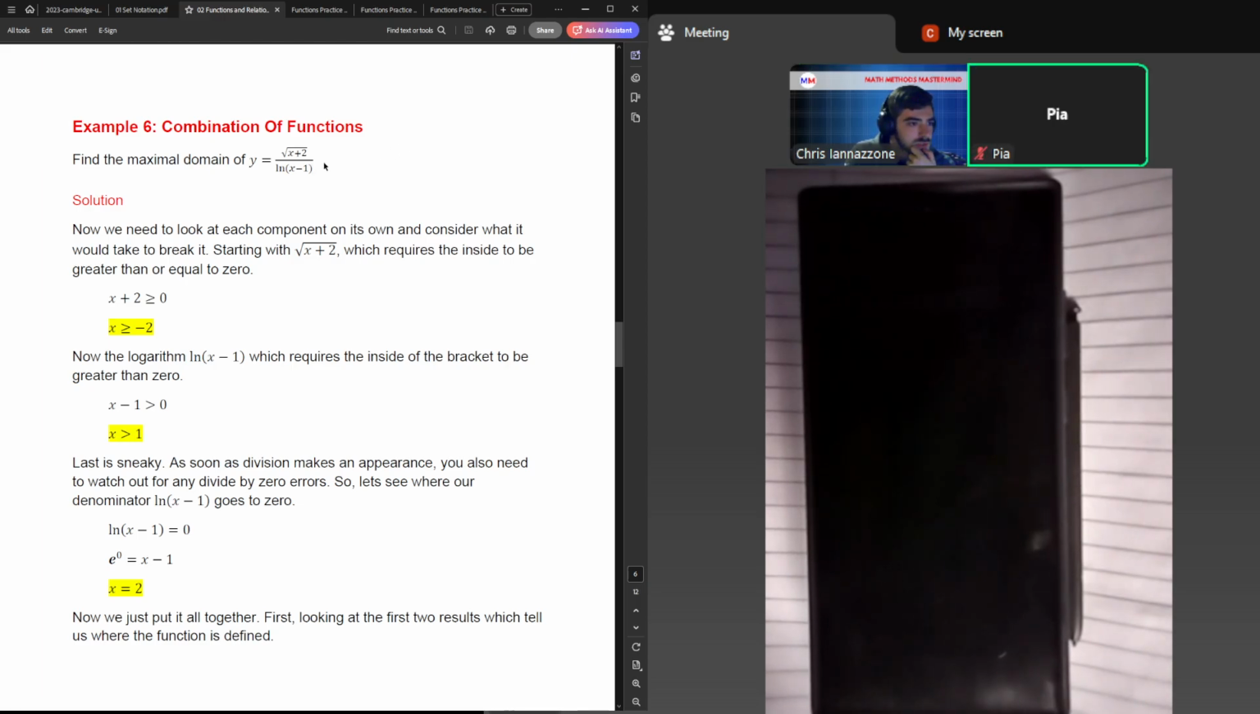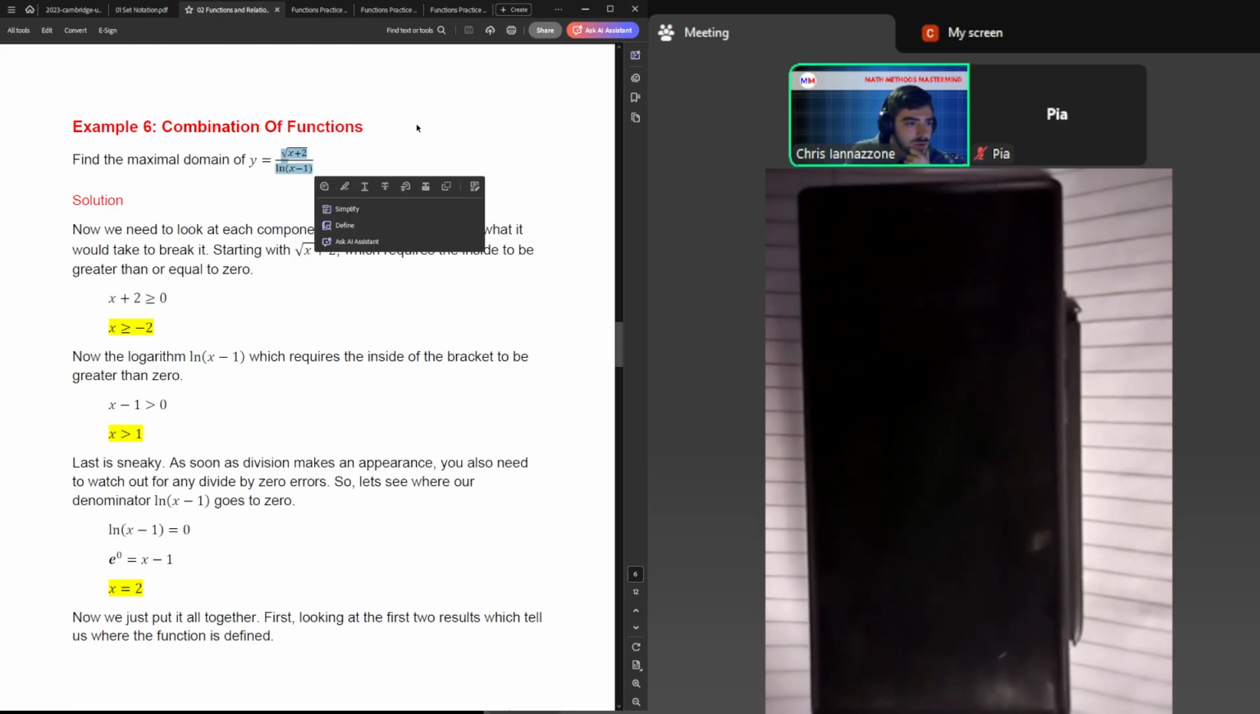Okay. So from here, there's a couple of parts. First thing you want to do is identify all the components of this function. We've got a square root, so we've got an even root. We've got a natural log, and the other one's a bit tougher to see for the first time, but we've actually got a division, right? Division is also one of the things we're looking at. Once you've identified each of those components on its own, we now just want to consider what maximal domain each of those components has.